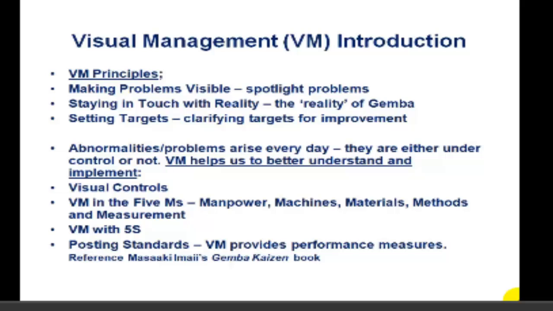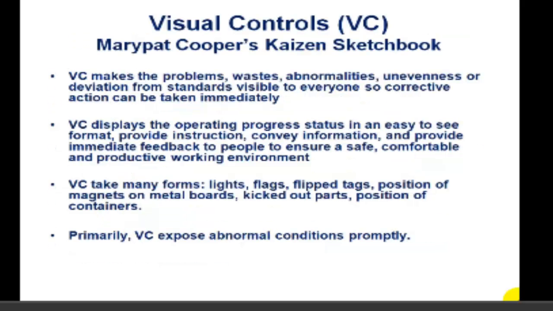Specifically, visual controls, visual management in the 5 M's, that's manpower, machines, materials, methods, and measurement. Visual management in 5S. And posting standards. If you know what's expected of you, it's a lot easier to do it. It's also a lot easier to train new employees. This is all referenced from Mr. Imai's Gemba Kaizen book. So let's go into the detail here a little bit more.